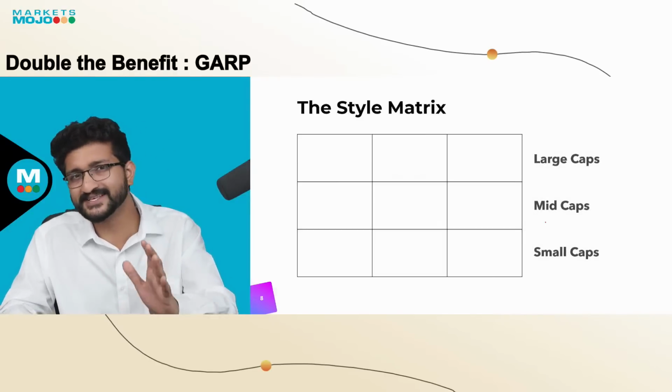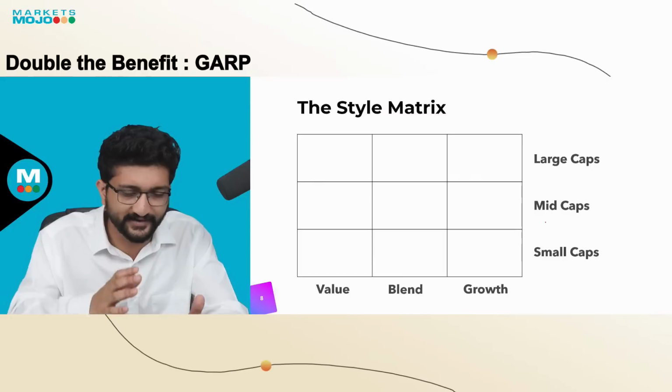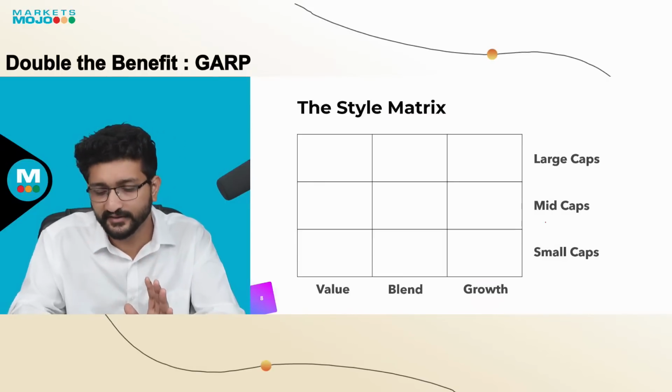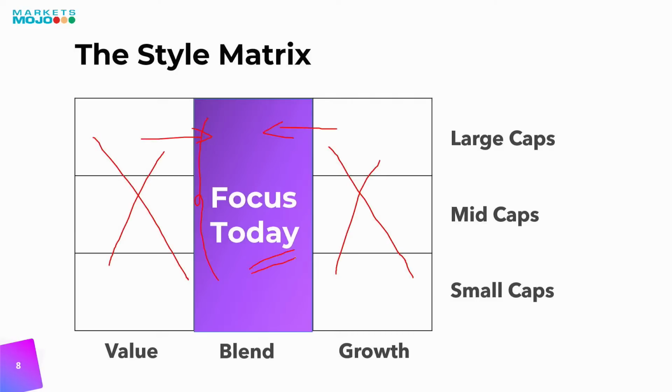Let me place this simple matrix for you. We have large, mid and small caps, and we have value, growth, and in between is the blend. It's the GARP strategy that we are going to focus on today. This is where we are trying to pick stocks today. We are trying to avoid the ones with only growth potential. We are trying to avoid the ones with only value potential. We are looking at value stocks with also some growth potential. So this is our focus for today.